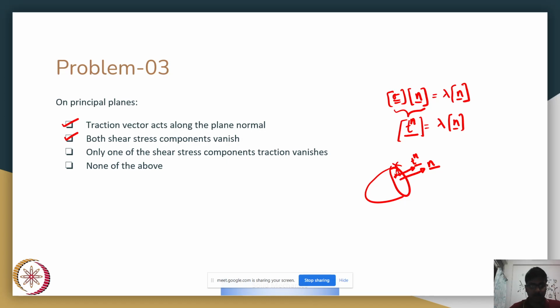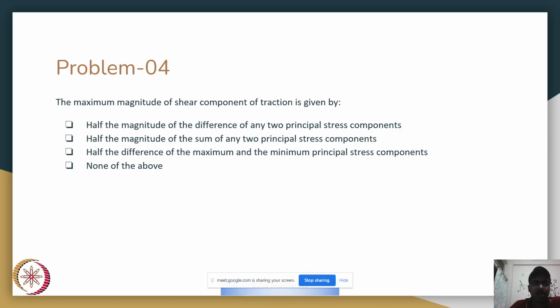Okay, did anyone have a doubt? I didn't hear it. No? Okay, so I'm presuming this is clear. If not, you can voice your concerns now. Okay, so we move to the fourth problem. The maximum magnitude of shear component of traction is given by. Of the magnitude of the difference of any two principal stress components.